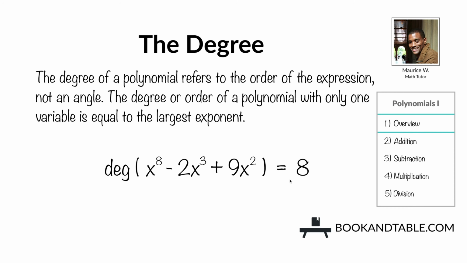Another example, if we had x to the 8th minus 2x cubed plus 9x squared, this term, 9x squared, has a degree equal to 2. This term, negative 2x cubed, has a degree equal to 3. And this term, x to the 8th, has a degree equal to 8. So the largest exponent in the polynomial is 8. So the degree of the polynomial is equal to 8. So that's how you find the degree of a polynomial that only has one variable.